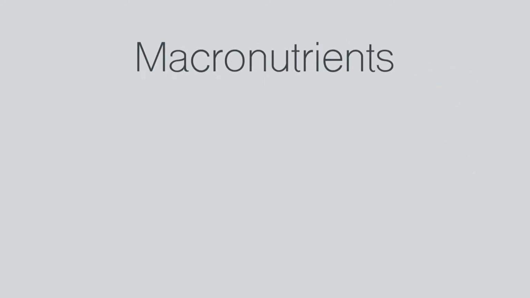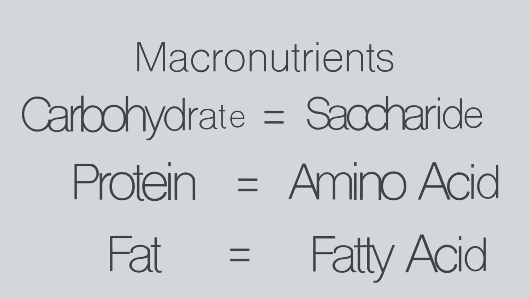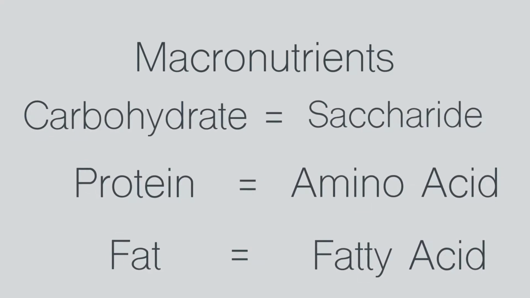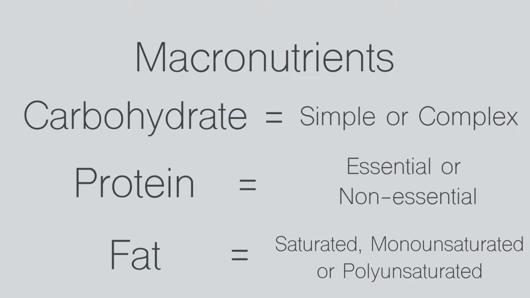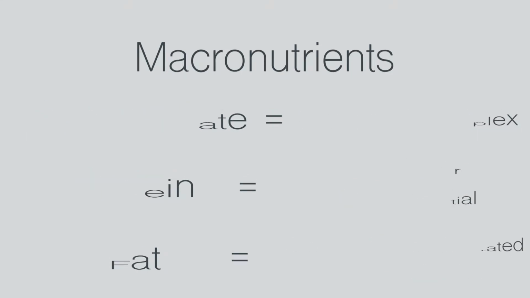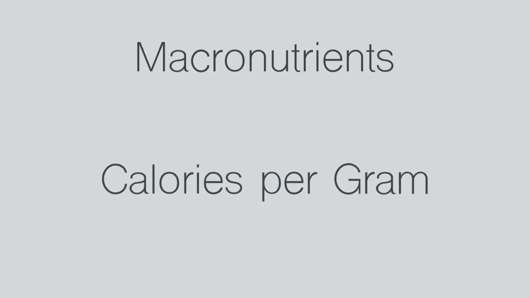Let's talk about three main topics for each macronutrient. First, the building blocks that make up each macronutrient. Second, let's dig a little deeper into the different subcategories of each macronutrient. And finally, the amount of calories per gram for each macronutrient. So let's start off with carbohydrates.